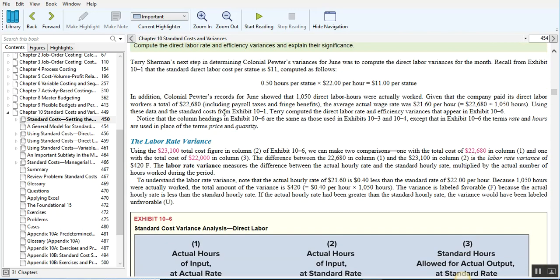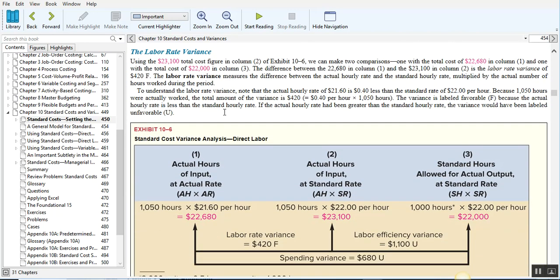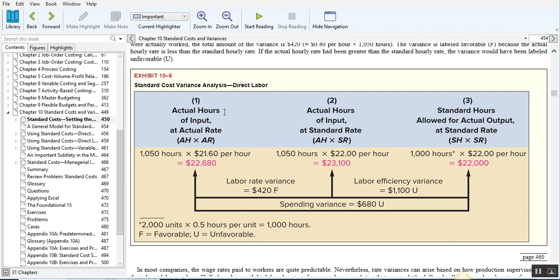So when we look at direct labor variances, we're going to do the same thing, except we're going to use hours and the rate that we're paying for the hours of labor. So we start with actual hours of input at the actual rate here, which is what we actually used. It's what we actually paid out in labor costs, direct labor costs. And then over here we have the standard hours and the standard rate. And this is what we said should be the standard for this particular product.